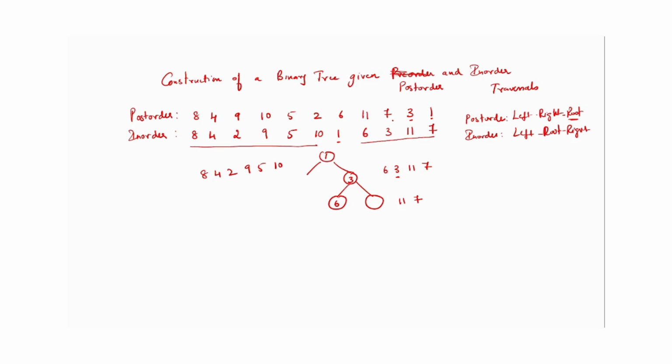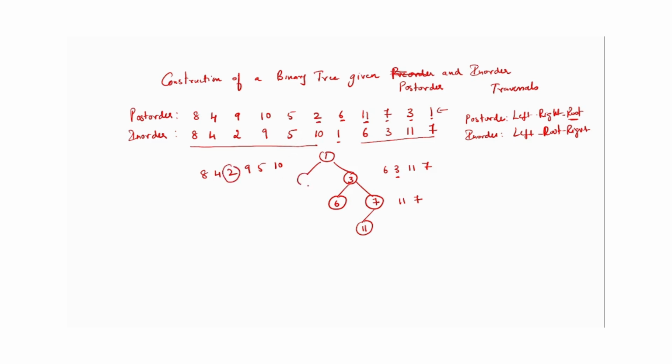So next element after 3 is 7. We are traversing from right to left. Next element is 7. So 7 is the root, right? And then 11 comes to the left of 7. So I will write down 11 here, right? So now after 7, we look at 11. 11 is already done. Then now we will look at 6, right? 6 is already done here. Now we will look at 2. Where is 2? 2 is here.